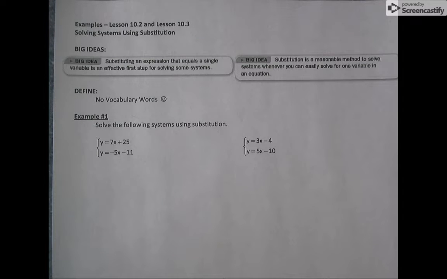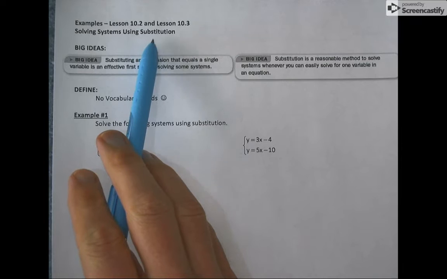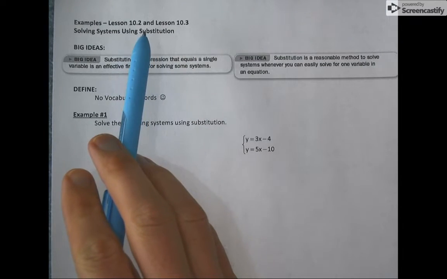Now, that's not the only way to solve these systems. There's a way we can find the ordered pair that works for both of these equations algebraically, and that's what we're going to look at today. There's more than one way to do it algebraically. Today we're going to specifically look at substitution, where we take something and substitute it in.